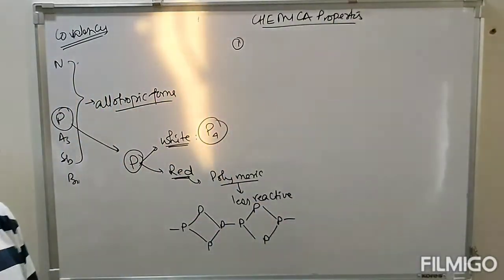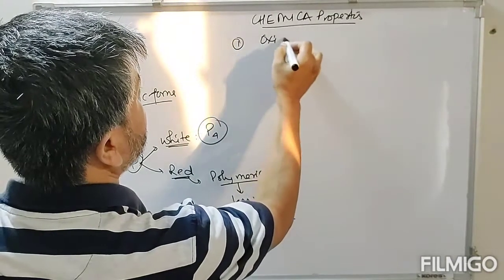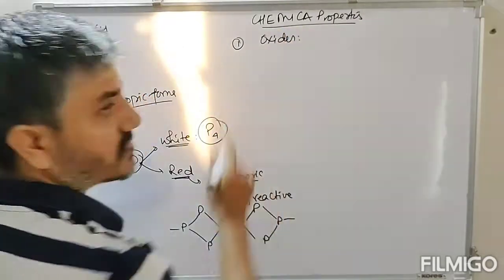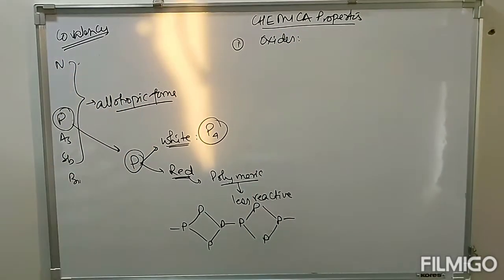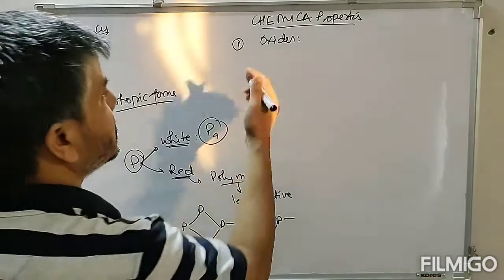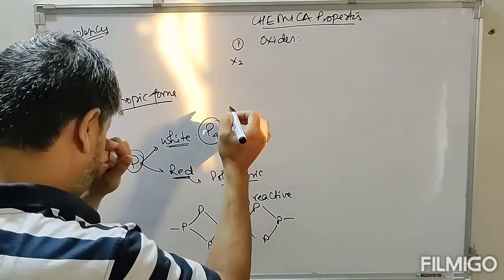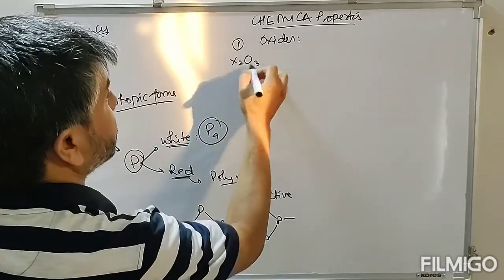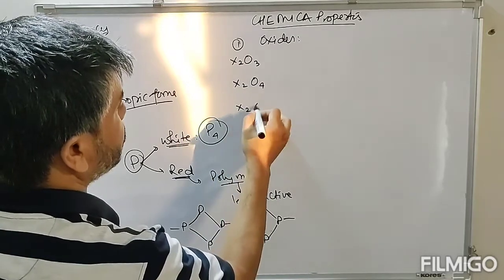First we'll take oxides of this group 15 element. These group 15 elements form three series of oxides: E2O3, E2O4 and E2O5.